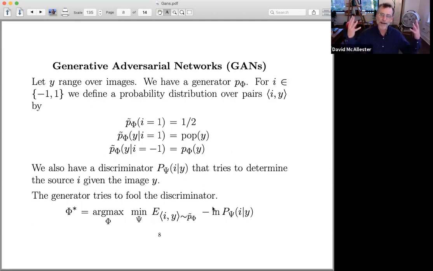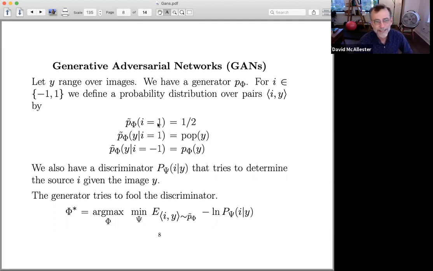Okay, what's the abstract formulation of a GAN? So abstraction is fun. Abstraction is clarifying, it eliminates a lot of detail. So we've got some space Y. It could be any space, but here we're considering images. And we have a generator. This is the thing that's representing our distribution over Y, this thing that's able to generate images.